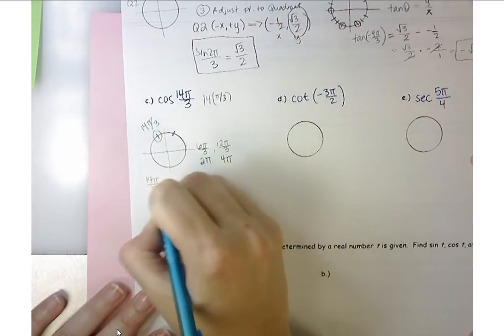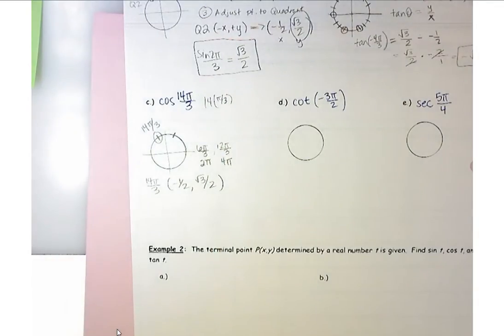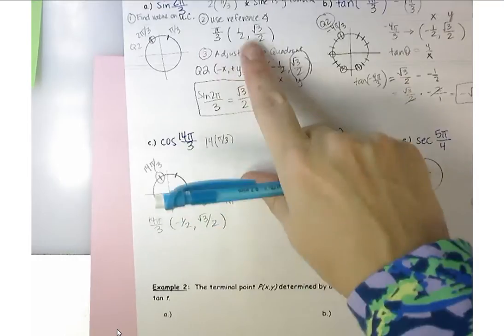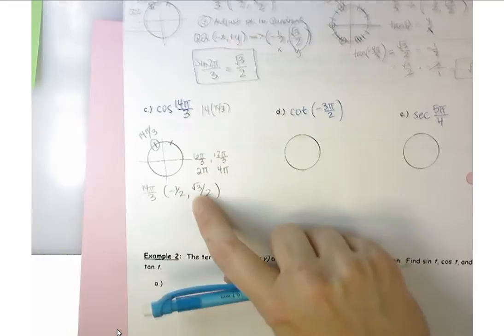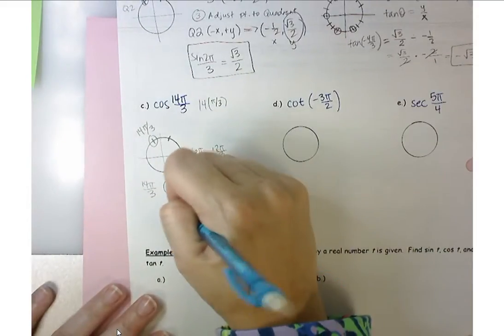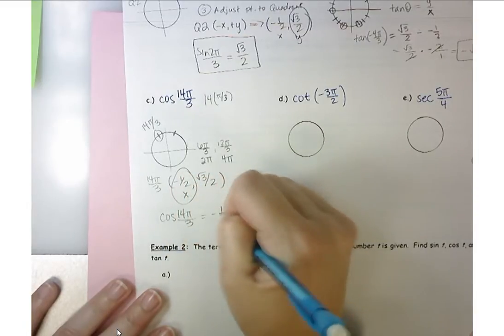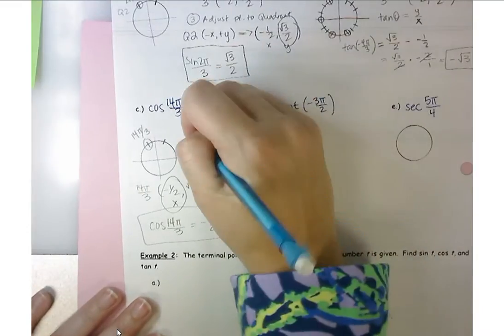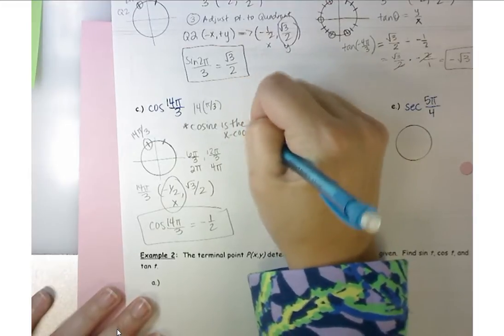Okay, so at 14 pi over 3, our point is -1/2, root 3 over 2. And that all comes from the work that we did in the first one. So this was our reference angle, and then you switch it to the quadrant. We already did that. And now we want to find the cosine. So the cosine corresponds to what coordinate? The x coordinate. So this is my x coordinate. So the cosine of 14 pi over 3 is -1/2. The cosine is the x coordinate.